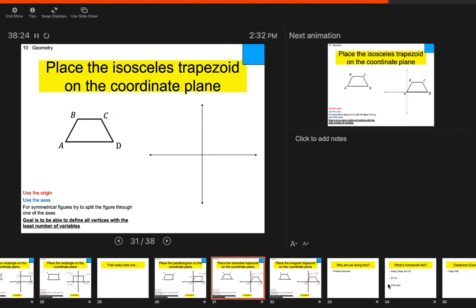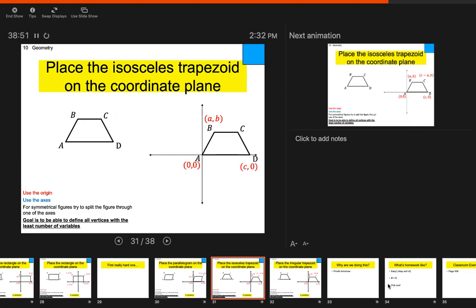Allie, what do you think? So put A on the origin. Okay, so A is 0, 0. And then B would just be A comma B. Next, D would be C comma 0. And then C would be C minus A. Why C minus A? Because AD is longer than B.